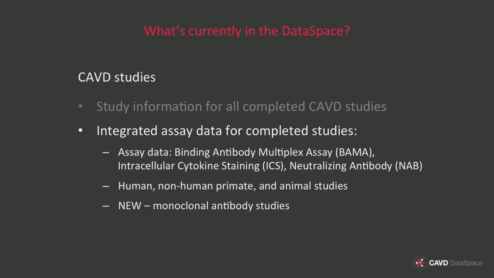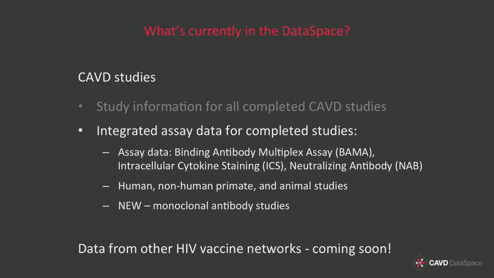So this data is from human clinical trials, non-human primate trials, as well as other animal trials. And then recently, we've begun adding monoclonal antibody study data as well. And Jason's going to talk about that a little bit in a moment. We've also started working with one of our other HIV networks to process some of their data, and we hope to be adding that in soon.